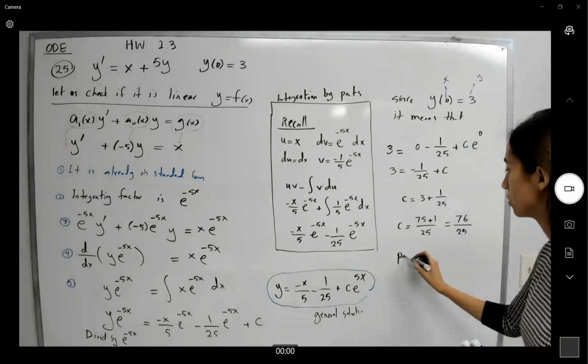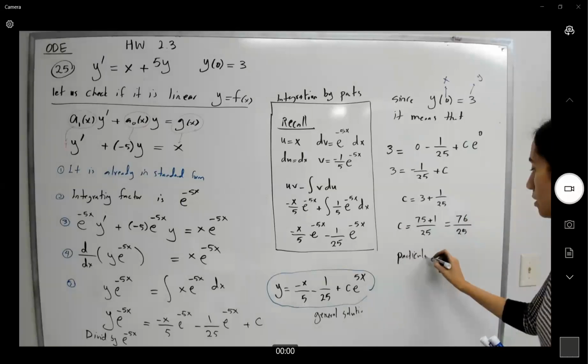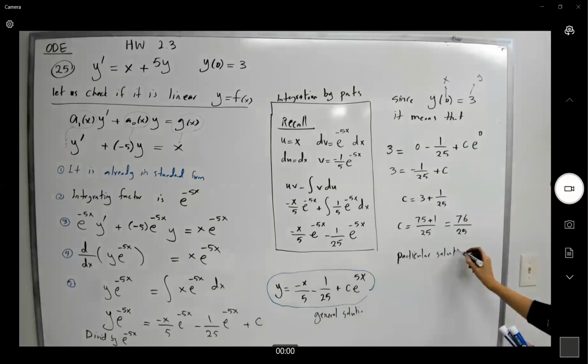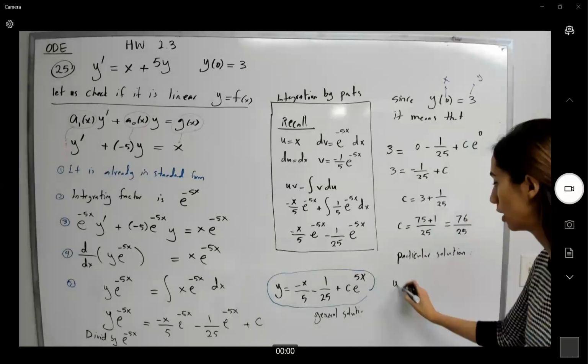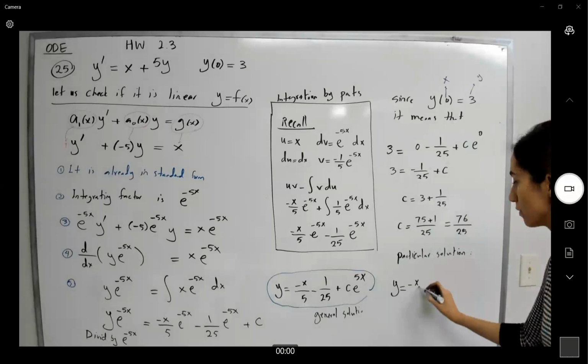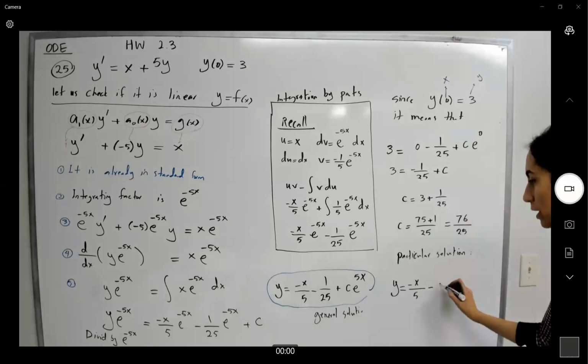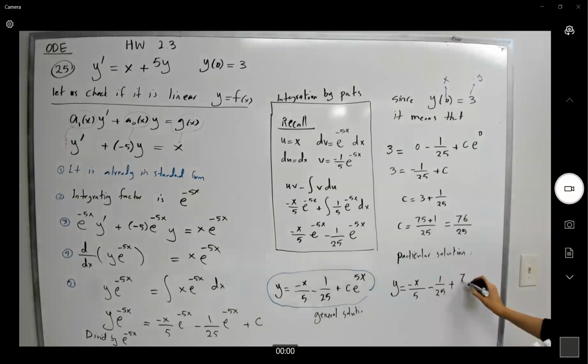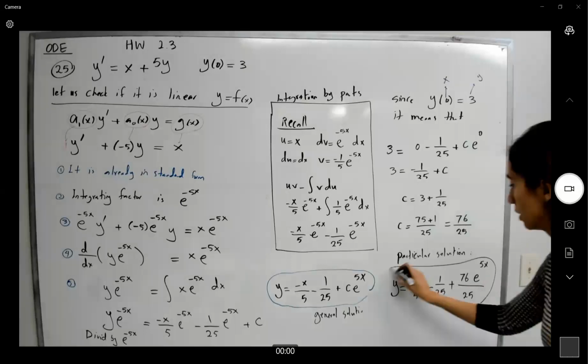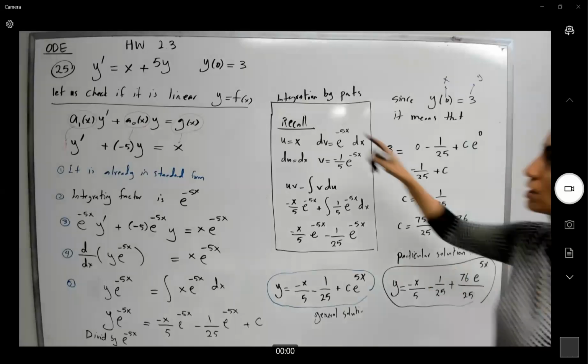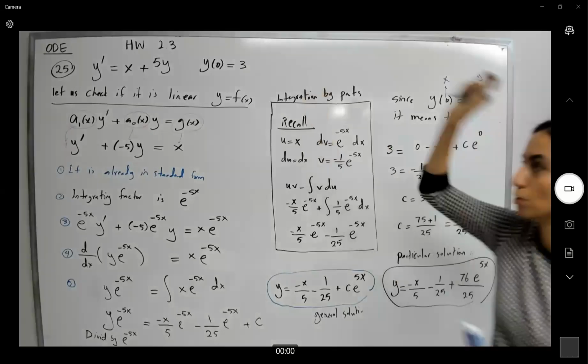So the particular solution is written as y equals negative x over 5 minus 1 over 25 plus 76 e to the power 5x divided by 25. This is your particular solution for this initial value problem.